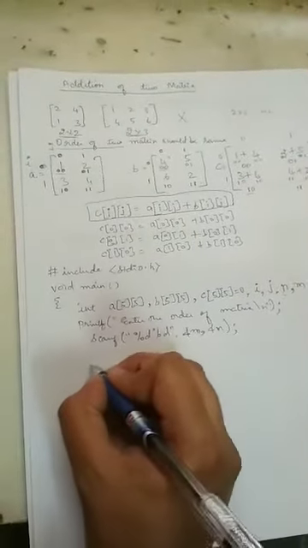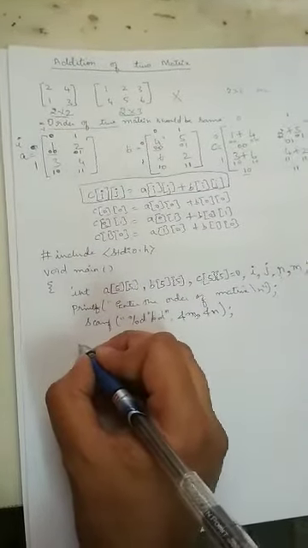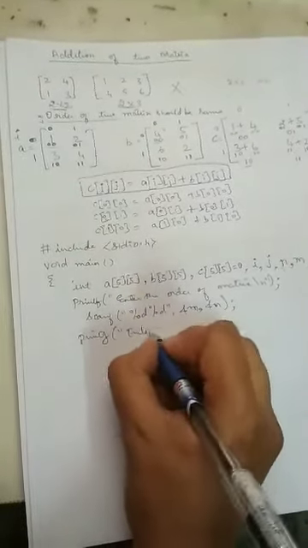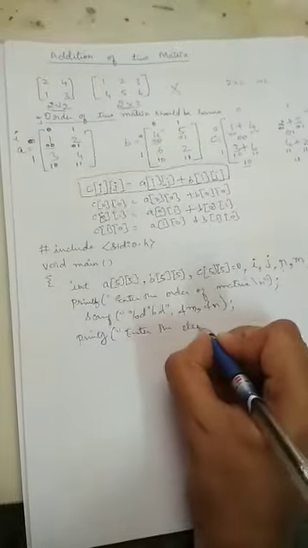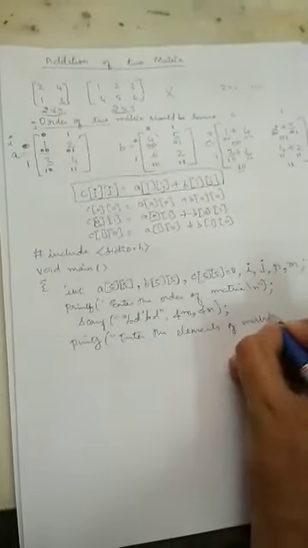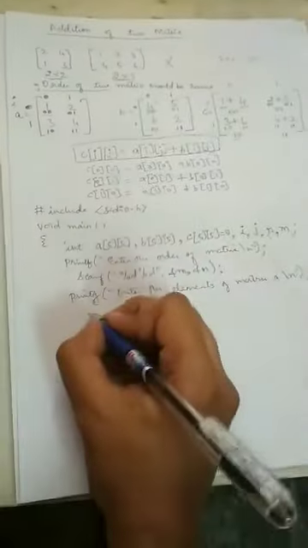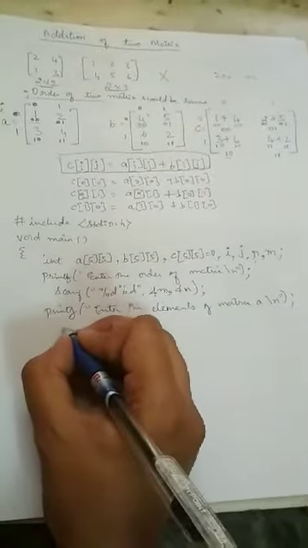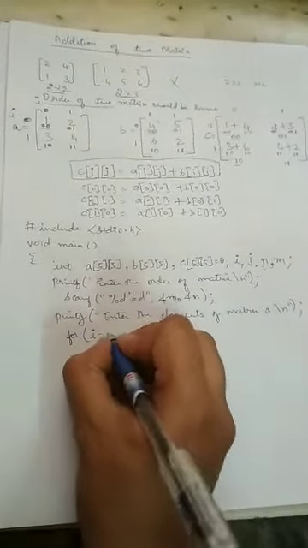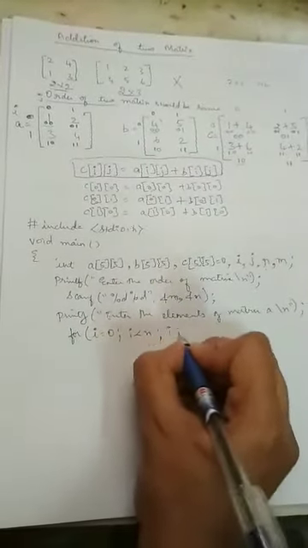Now, how to read the elements of matrix A. I can just write printf, enter the elements of matrix A. So how do I have to enter? Using scanf. Before scanf, I have to make the for loop. So for I is equal to 0, till I is less than n, I plus plus.